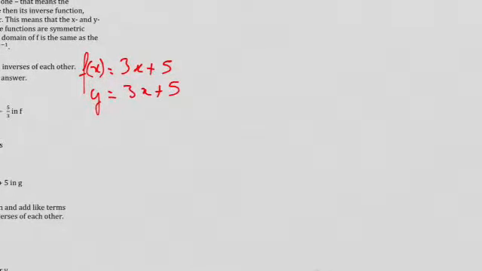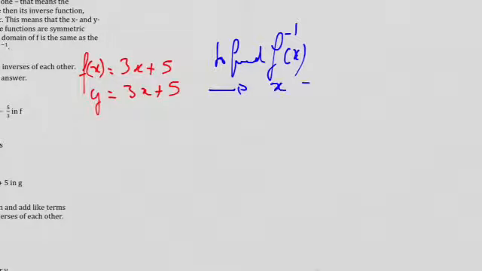what you are going to do is very simple. What was x becomes y, and what was y becomes x. So to find the inverse of your function, you are going to change x to y and y to x. So it's going to become x equal 3y plus 5. And now, to find the inverse, you just need to isolate y, and you are going to subtract 5 from both sides. You end up with x minus 5 equal 3y.